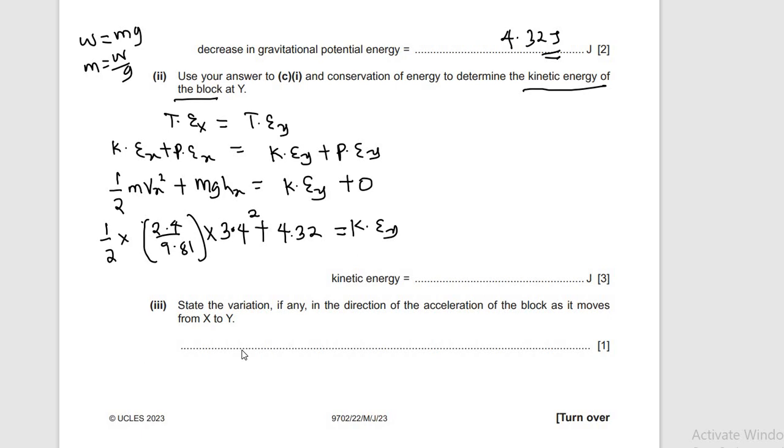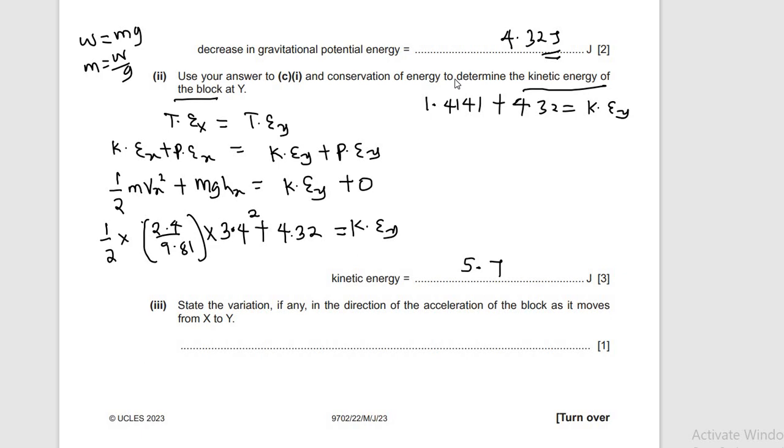Let me do it again. 2.4 divided by 9.81. So this gives us 1.4141 plus 4.32. That will be kinetic energy at y. When you add them together, you're going to give us 5.7. That's the kinetic energy at y.